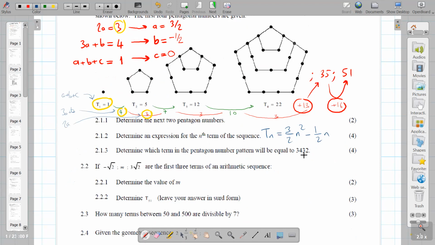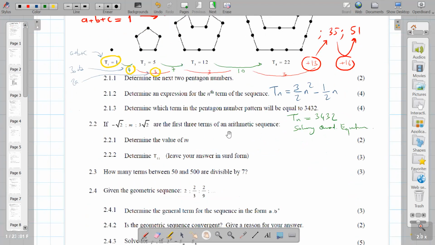Now determine which term in the pentagon number pattern will be equal to 3,432. So how do we solve such a question? We will equate Tn to the term value, and it's basically solving a quadratic equation. So Tn is 3,432. It's just solving a quadratic equation, and the quadratic formula can be used, obviously.